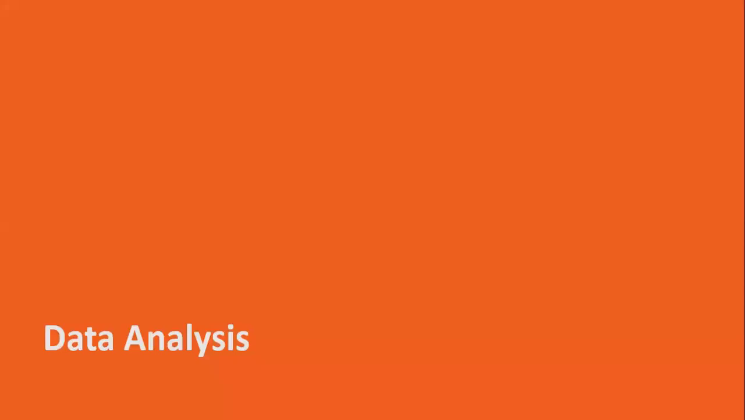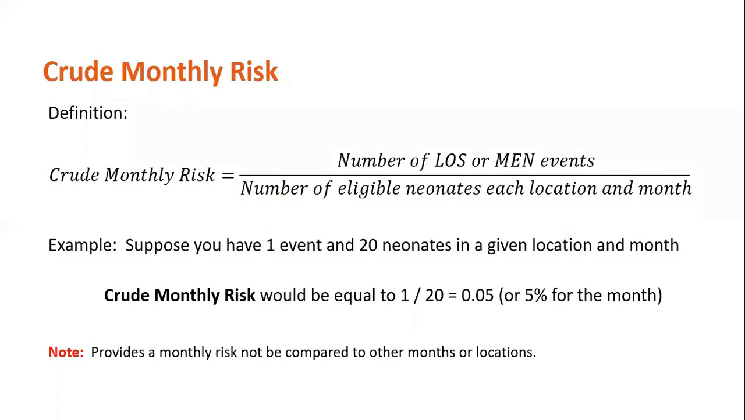Data analysis will be different from other NHSN surveillance events. First, our plans are to provide a metric called a crude monthly risk. This is the number of late onset sepsis or MEN events divided by the number of eligible neonates in each location and month. As an example, if you have 1 event and 20 eligible neonates in a given location in a given month, the crude monthly risk would be 5%. This provides a snapshot per month and is not meant for comparison to other months or locations.